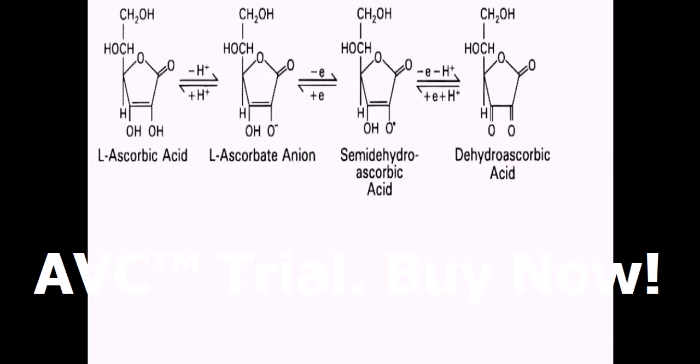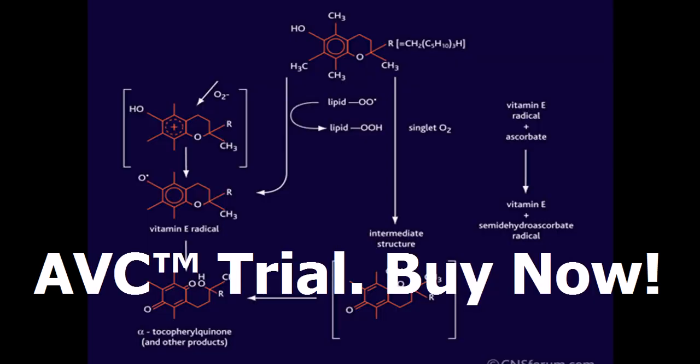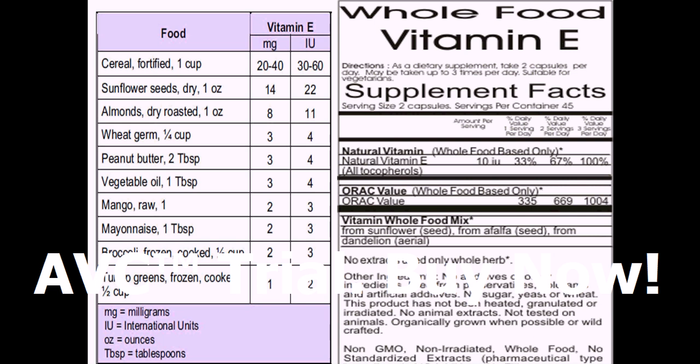So this is the structure for vitamin C. This vitamin C gets converted into semi-dehydroascorbic acid because of the neutralizing of vitamin E. This semi-dehydroascorbic acid gets converted into dehydroascorbic acid. Main food sources for vitamin E are cereals, sunflower seeds, and almonds. Cereals contain high amounts of vitamin E.